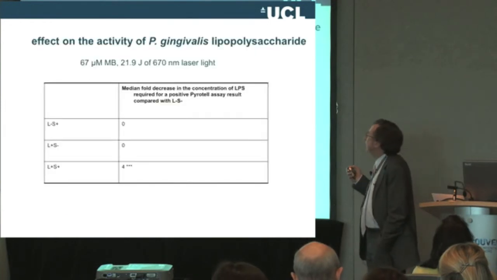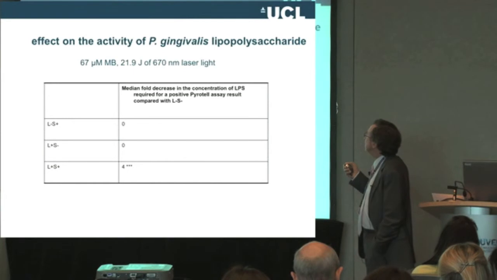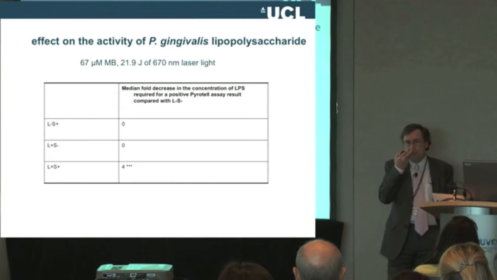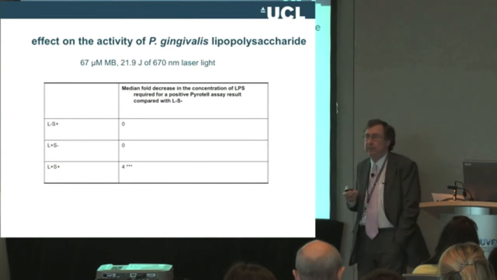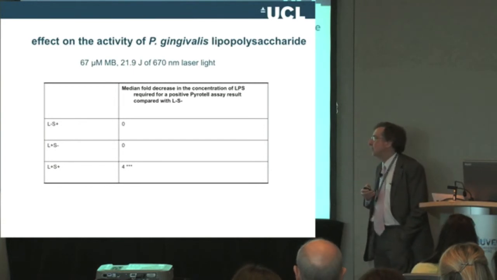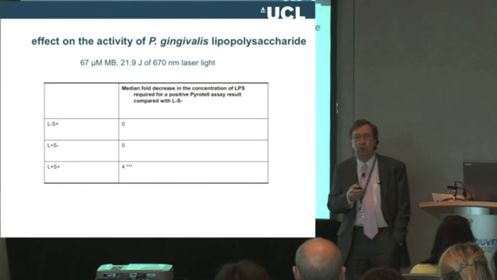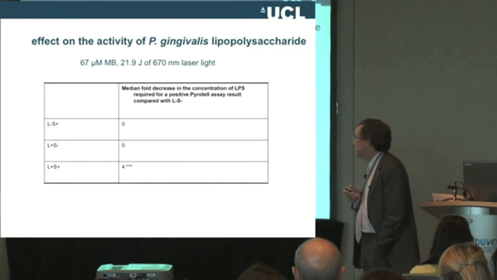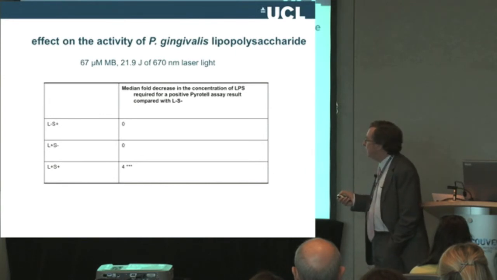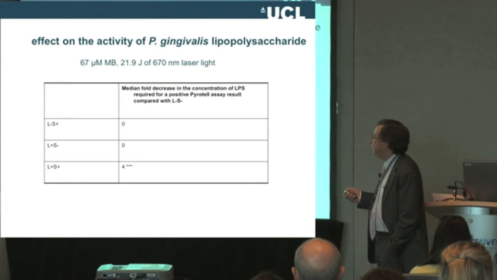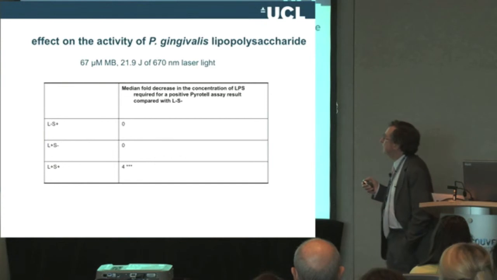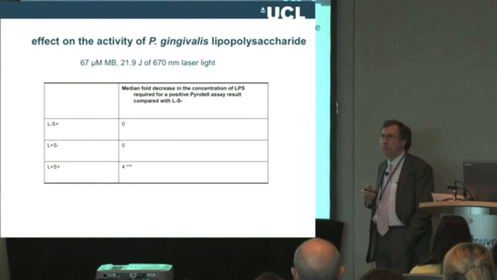We've also, a very important virulence factor of P. gingivalis is its lipopolysaccharide. Lipopolysaccharide, or endotoxin, is a component of the outer membrane of P. gingivalis, and in fact of any gram-negative bacterium, and has very, very potent pro-inflammatory effects. And this certainly contributes to the tissue destruction in many chronic diseases, including periodontitis. And we found that we could get a 4-fold decrease in the lipopolysaccharide activity of P. gingivalis by using methylene blue and laser light. Now, this is really incredible.